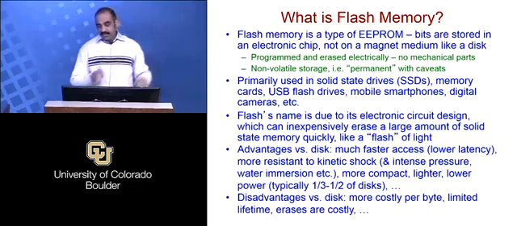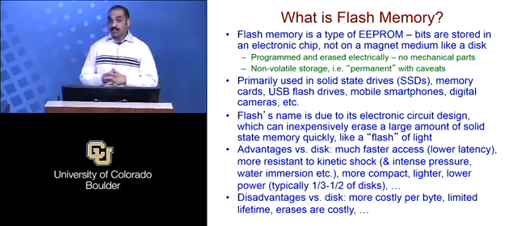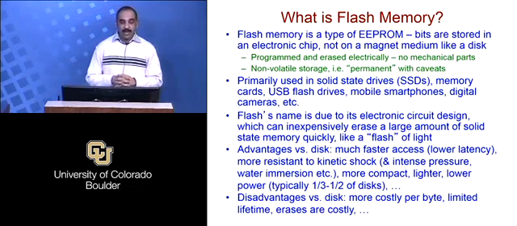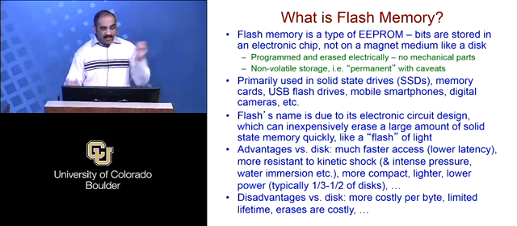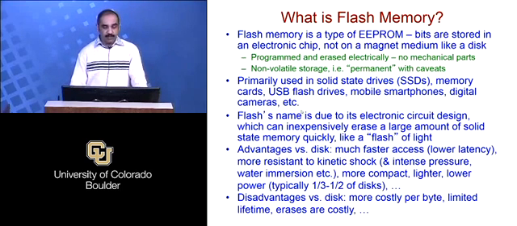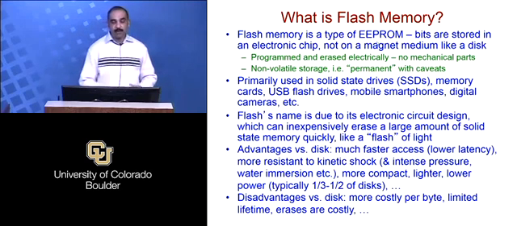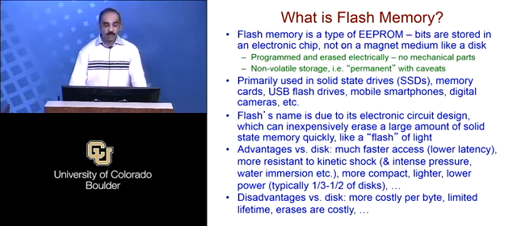So that's basically disk. Nowadays flash memory is also becoming very popular. Unlike magnetic memory, flash memory doesn't have any mechanical parts, which is the nice thing about it. It's a type of EEPROM, so the bits are stored in an electronic chip, and they can be programmed and erased electrically. There are no mechanical parts.